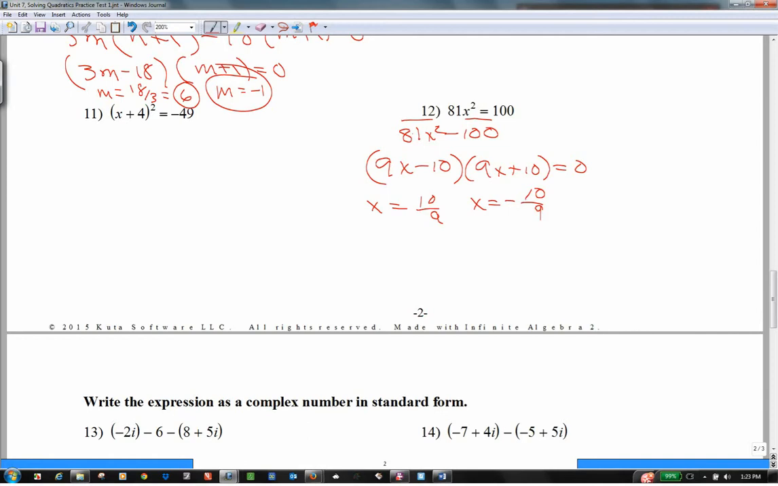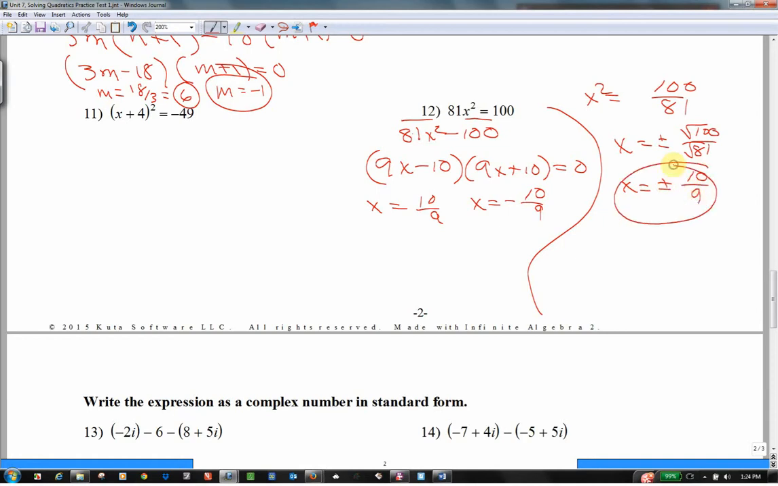Another way I could have worked it is I could have simply said x squared, and divide both sides by 81. Got 100 over here. Then take the square root of both sides. So I would have had x is equal to plus or minus the square root of 100 all over 81. So x would be equal to plus or minus the square root of 100 is 10, the square root of 81 is 9. So I could have worked it by square rooting both sides. Let's move over to number 11.